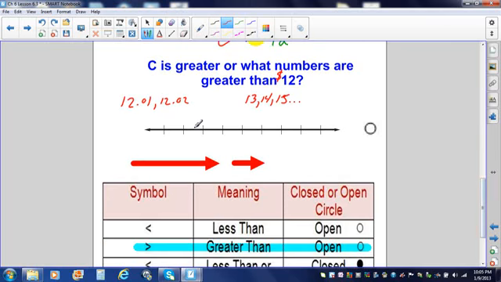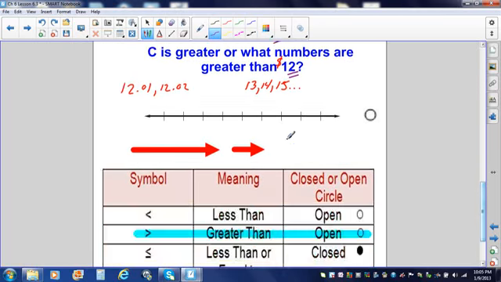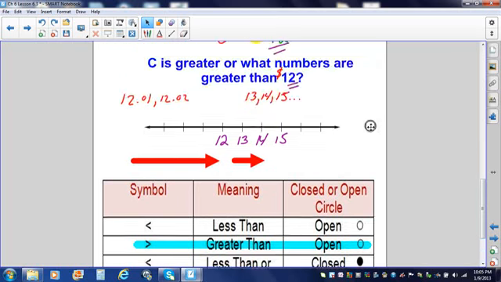To graph it, you're going to draw a number line. Anywhere on the number line, it doesn't matter. Please put the number 12. So I'm just going to put my number 12 here. What numbers are greater? Well, 13, 14, 15, and so on. Just throw a couple numbers down. And if I look at my chart, if it's greater or less than, I have an open circle. So I'm going to put an open circle above 12. The open circle means I do not include 12.